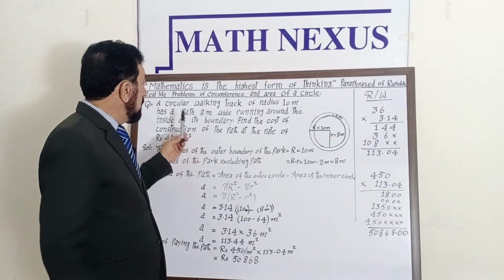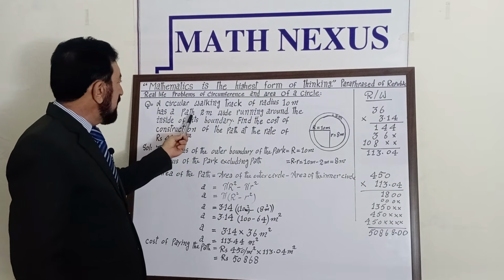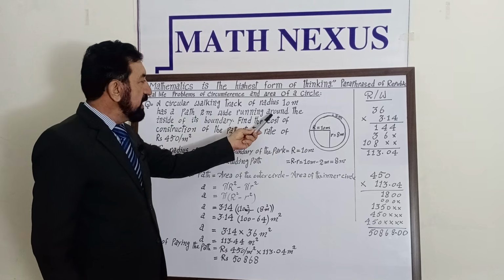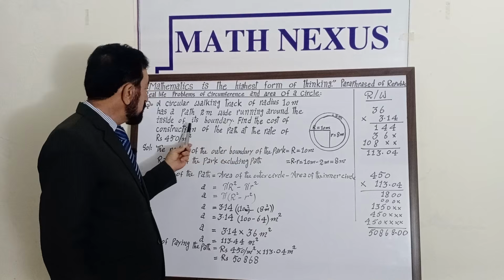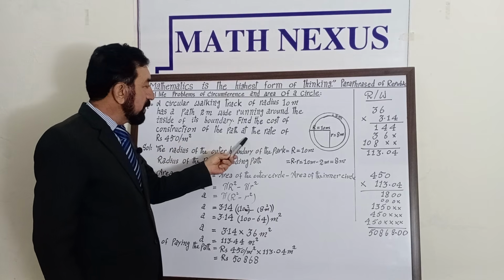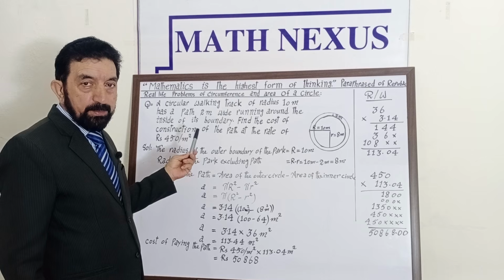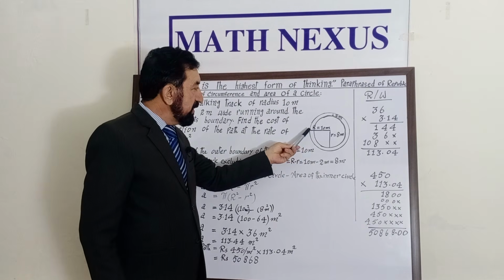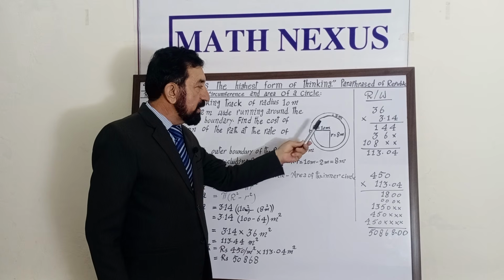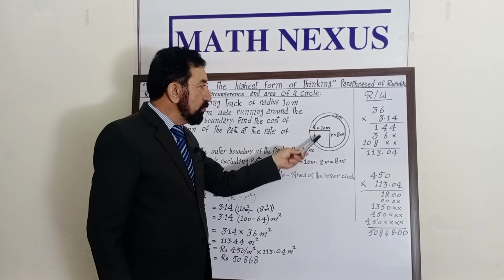Next question: a circular walking track of radius 10 meter has a path 2 meter wide running around the inside of its boundary. Find the cost of construction of the path at the rate of rupees 450 per meter square. This is the radius R equal to 10 meter, and this is the path 2 meter wide.